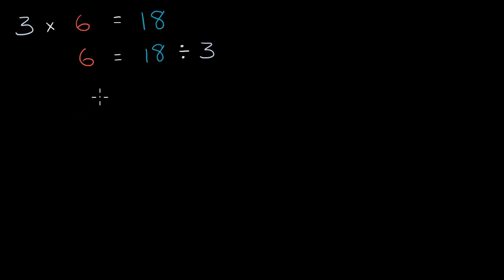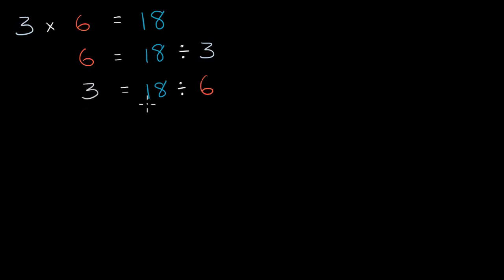You are likely already familiar with the relationship between multiplication and division. For example, we know that 3 times 6 is equal to 18. But another way to express that same relationship is to say, all right, if 3 times 6 is 18, then if I were to start with 18 and divide it by 3, that would be equal to 6. Or you could say something like this, that 18 divided by 6 is equal to 3.